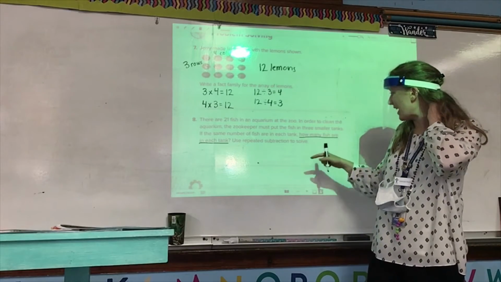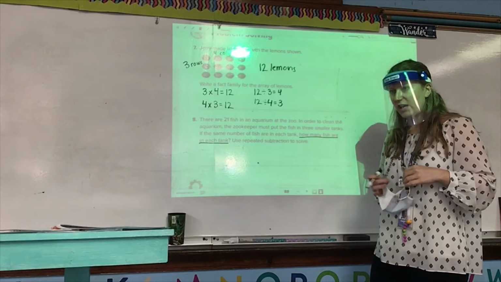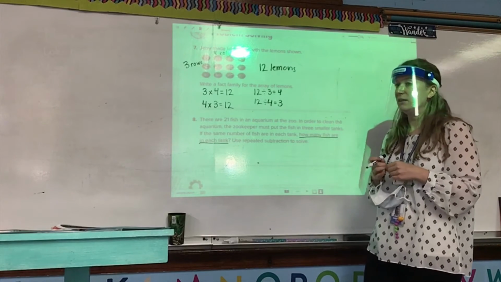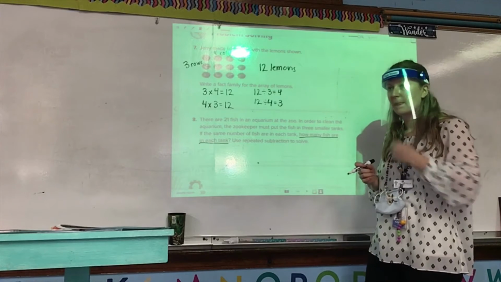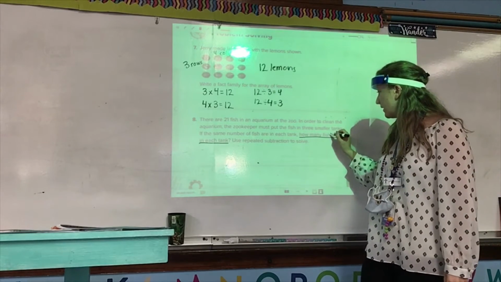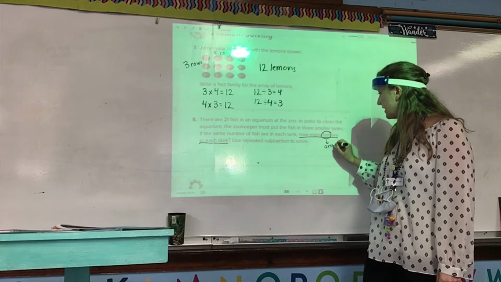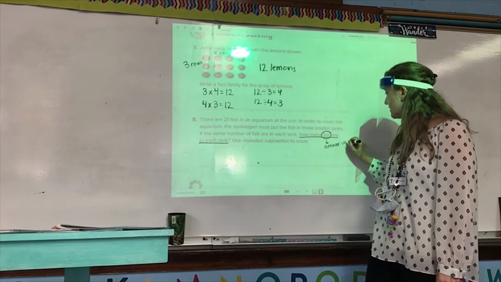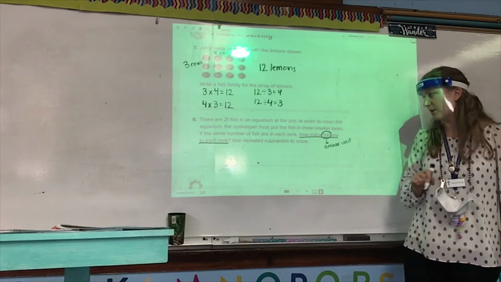So our question, how many fish are in each tank? Well, Kingston, first we have to look for our answer unit. Where is our answer unit? After how many. So our answer unit is fish. Now make sure you're writing these labels so that you know why you're circling it or boxing it or whatever.